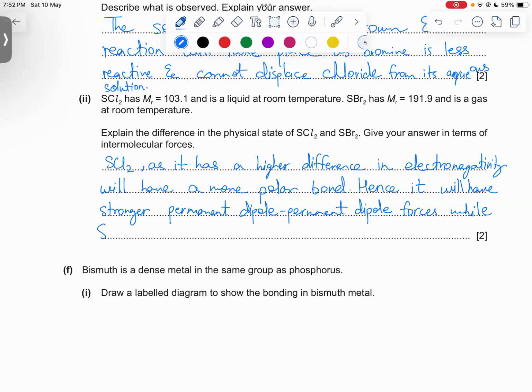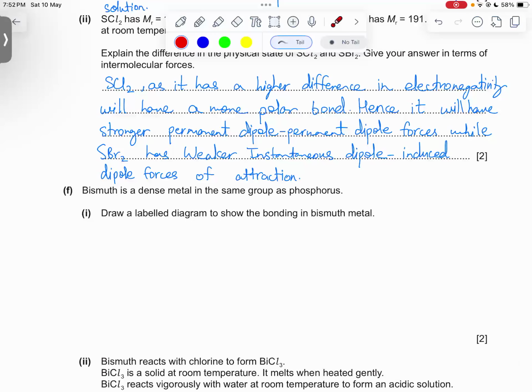While SBr2 has weaker instantaneous dipole, induced dipole forces of attraction. Full stop. Bismuth is a dense metal in the same group as phosphorus.